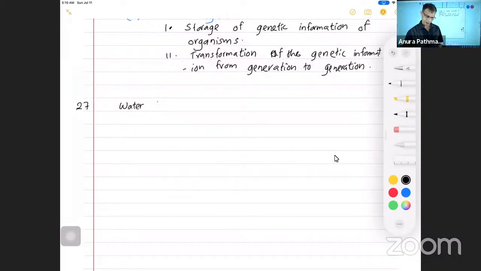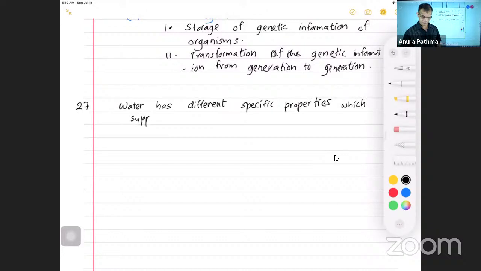Water has different specific properties which support the existence of life on earth.